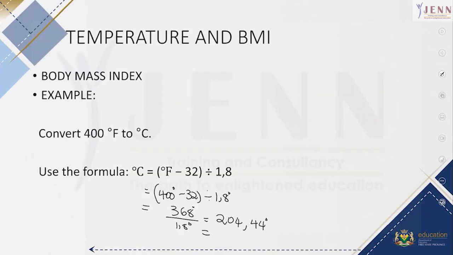So you round it off to the nearest 10. 204 to the nearest 10 will be 200. If you're asked to round it off to the nearest whole number, then the answer obviously will be 204 degrees, because normally when you're asked to round off to the nearest whole number, you look at the digit immediately after the comma. If that number is less than 5, it doesn't affect the other one. So 4 will remain like that.